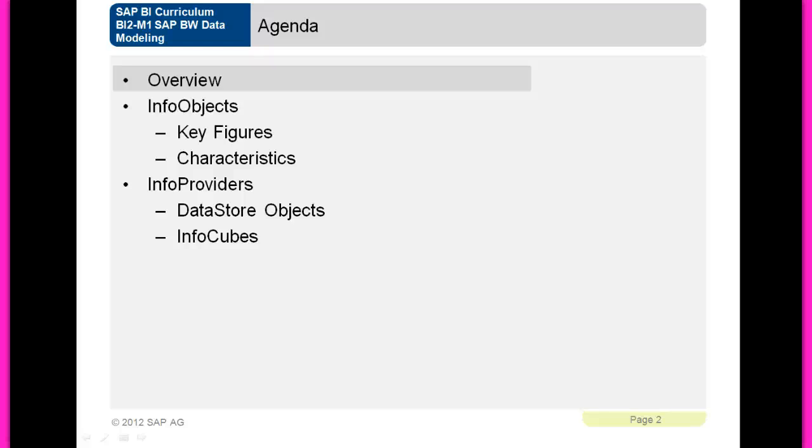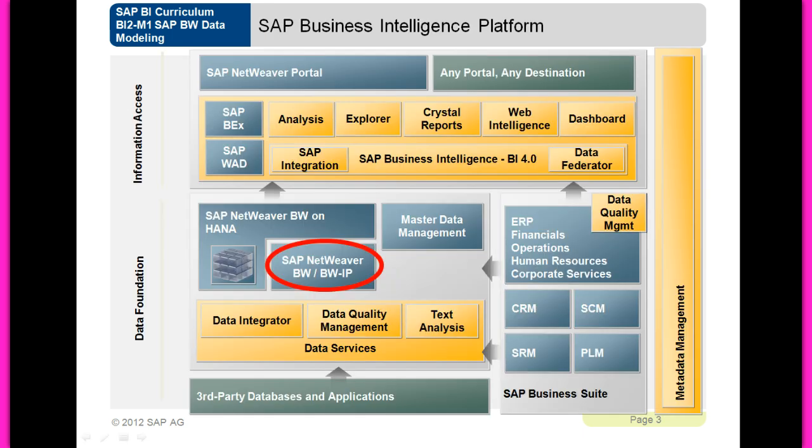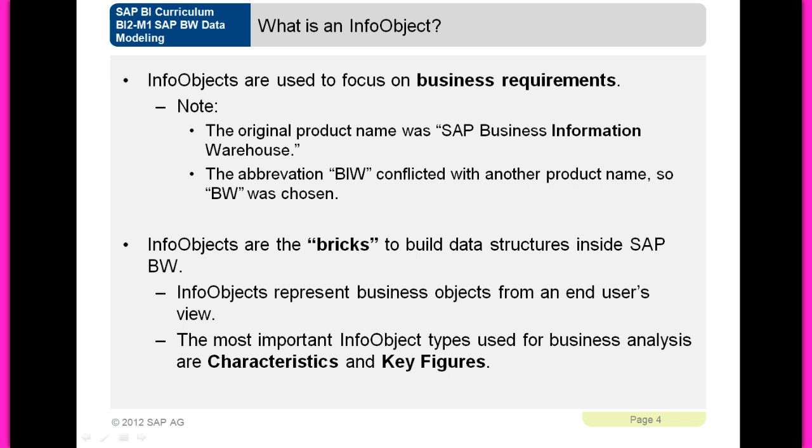Hi all, this is going to be a very small video clip explaining the following terms: info objects, characteristics, key figures, info providers, data store objects, and info cubes. We will start with what is an info object.